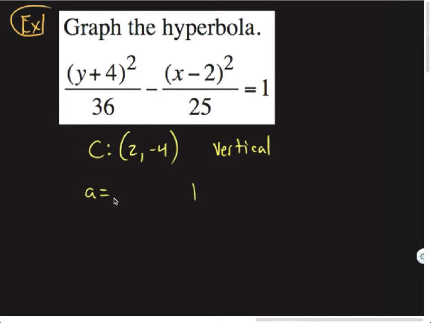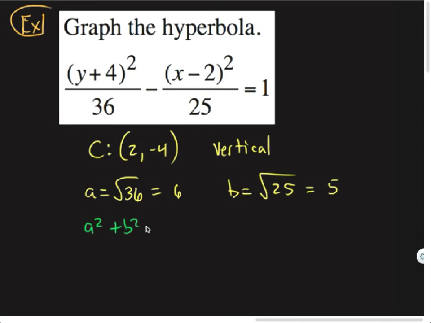6 and 5. A is the square root of the positive fraction's denominator, which is 6, and b is the square root of the negative fraction's denominator. So once again, untrain your elliptical thinking. It's not based off of whichever is larger. And then to find c, I can just do the straight up a squared plus b squared equals c squared thing, and I could plug in what I know, solve for what I don't.